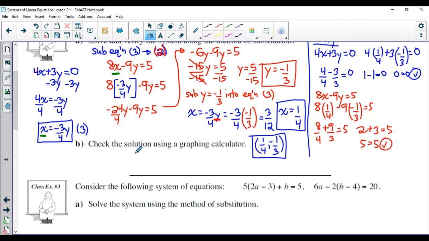Okay, B says check the solution with the graphing calculator. Again, if you want to do that, go ahead. You'd have to isolate for y, plug them into y1, y2, use the intersect feature to figure out what the intersection point is. Albeit you're going to get the intersection point as a decimal number, so you'd have to take the x and y values and you'd have to turn them into fractions.